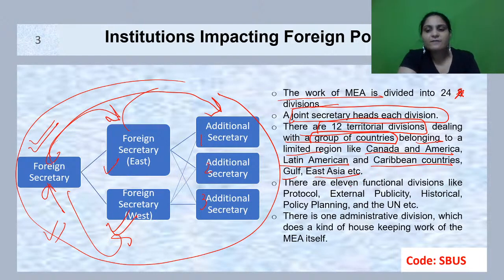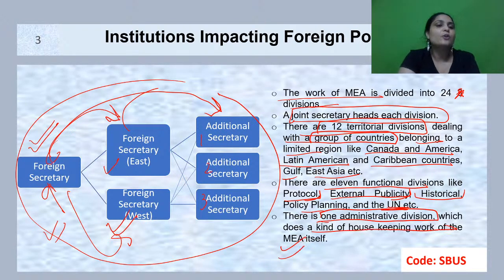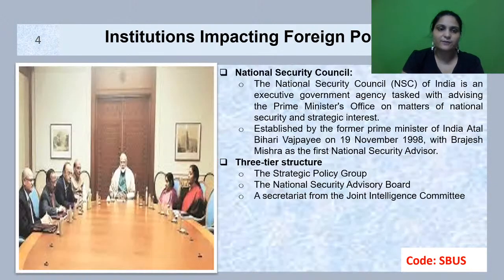The other 11 divisions' functions are maintaining the protocol, international protocol, external publicity, historical policy planning, and taking care of the UN. And there is finally one administrative division which does the housekeeping work for the Ministry of External Affairs also. You also need your internal administration part, right? That's why that one division is there for this.